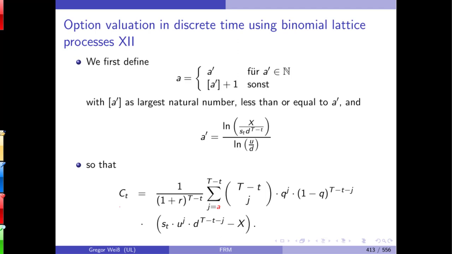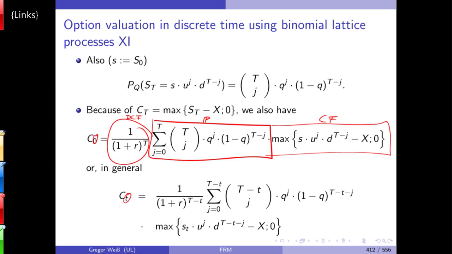And A dash is given by the natural logarithm of X divided by ST times d to the capital T minus t's power, divided by the logarithm of u over d. Why? We set A dash like this. It becomes clear if you look at this down here. In this case, see this here, the change.